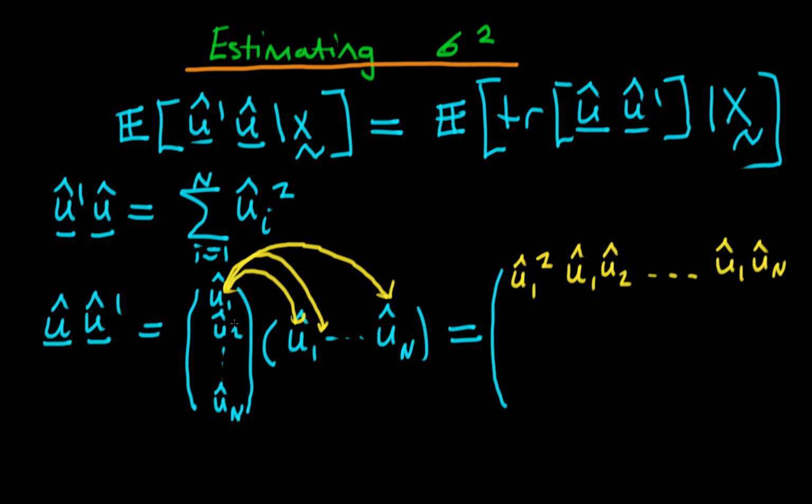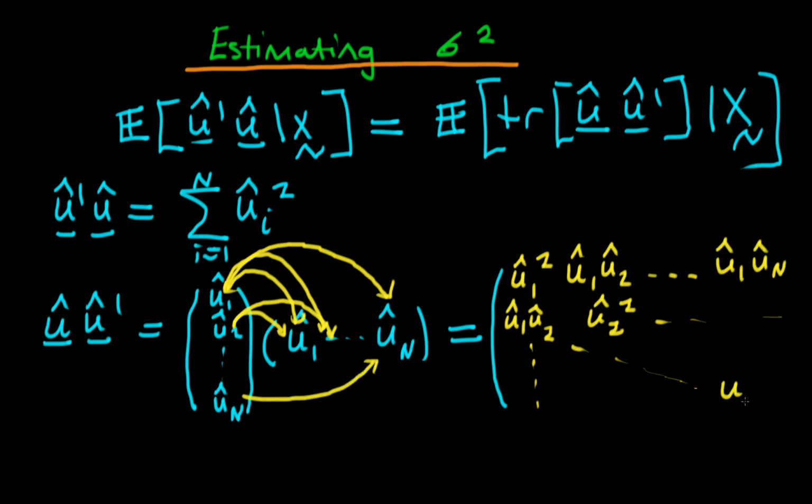Okay, what about the next row? Well, the first element is just going to be the same as the second element in the first row, so it's just going to be u hat 2 times u hat 1, which is the same as u hat 1 times u hat 2, so it looks like our matrix is going to be symmetric. The next component is then going to be u hat 2 times u hat 2, so that's just going to be u hat 2 all squared, and we can continue filling out the entries that way and also down in the columns. So our last entry is just going to be u hat n times u hat n, so that's u hat n all squared.